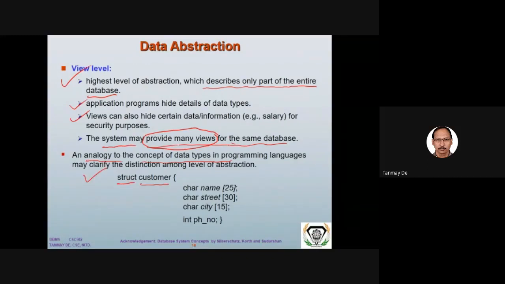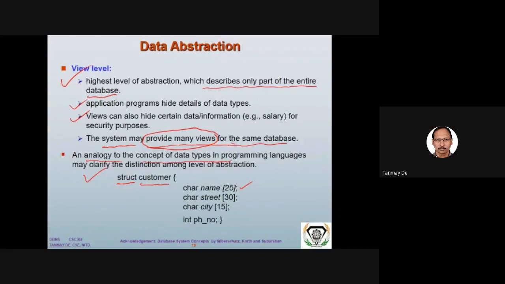This is the name of the structure, and these are the members of the structure. Here, what are the members? Four members are there: name, street, city, and phone number. This declares one record. What type of record? Customer type of record.